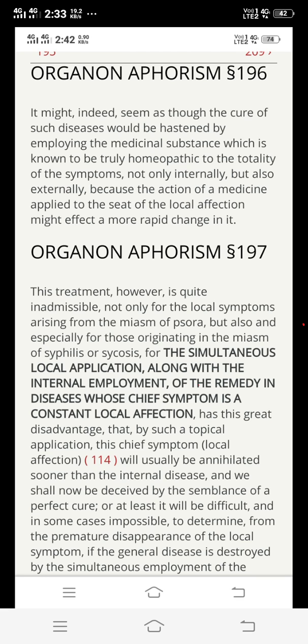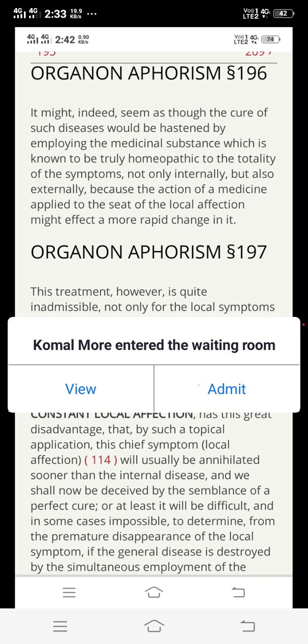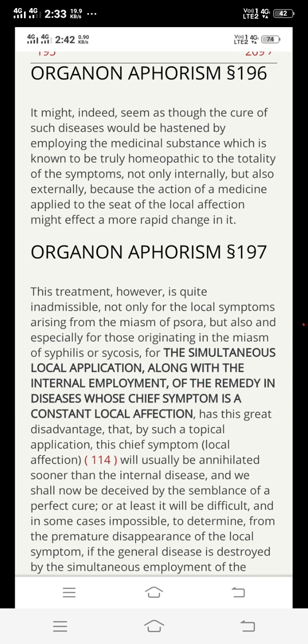Then aphorism number 188 is regarding the local disease manifestation. So what is local disease manifestation? In local disease, we see the manifestation of disease is only on the external part of the body, and the rest of the man appears as if in a perfect state of health. So this is the misconception, that the disease is present on only the external part of the body, but in this the internal part of the body also gets affected.